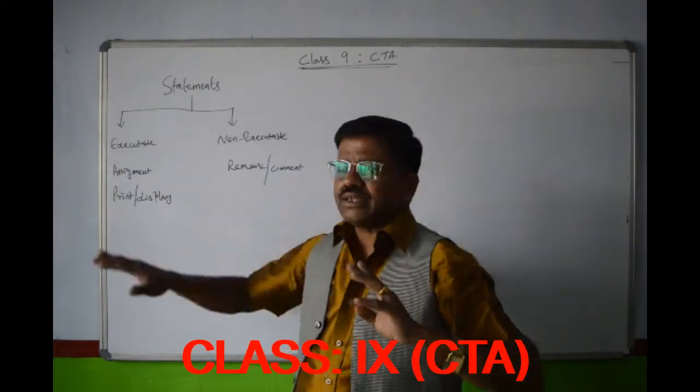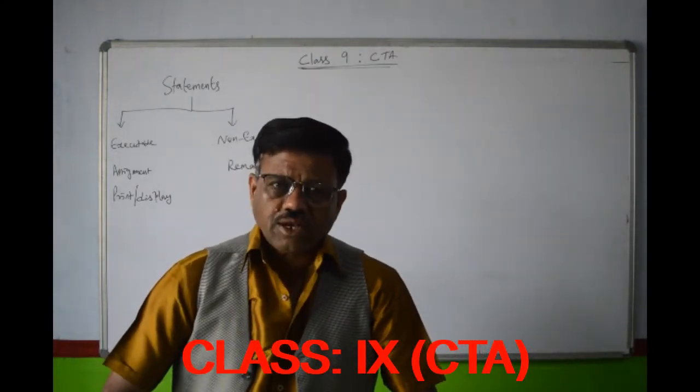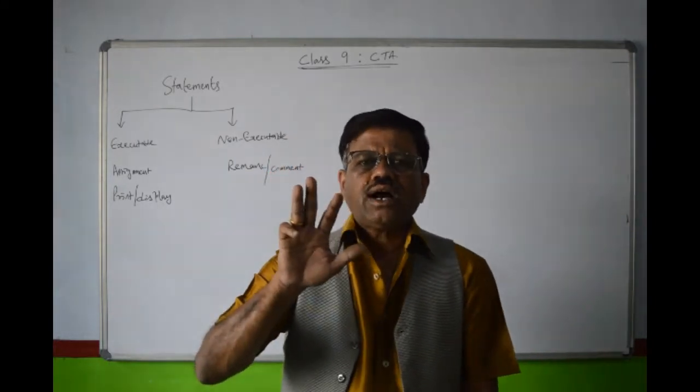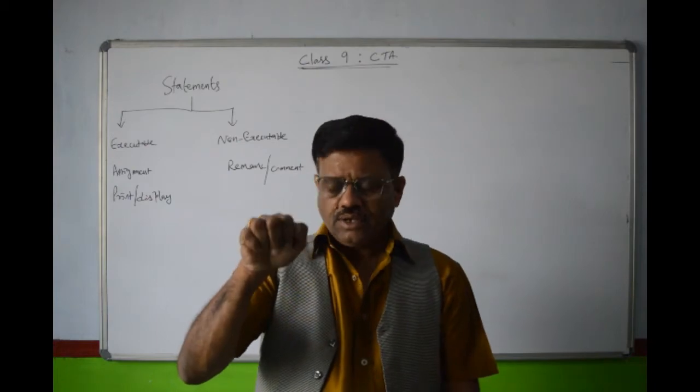We have seen last class the statements. First, we have seen the tokens. There are 5 tokens: keywords, identifiers, literals, separators and operators.